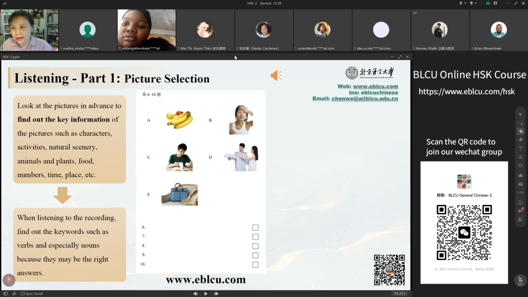So let's take a look at how to do it. Are there any tips for this part? When you get your test paper, they will play the recording, and the recording will introduce how to do this part, and they will read an example. If you attended today's class, you already know how to do this, so you don't need to listen to the example. But at the same time, you can quickly go through the pictures and find the key information, such as characters, activities, objects, numbers, time, or place.